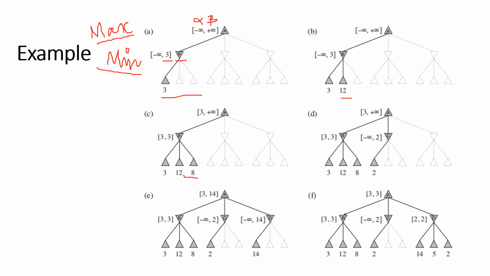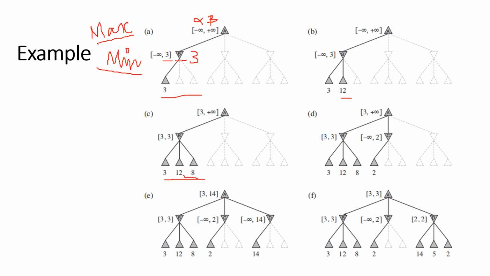So now we can infer that the value of the root is at least 3, because B is a min node. So it will choose the minimum value of the utility values of its leaf nodes: 3, 12 and 8. So here the utility value will be 3.